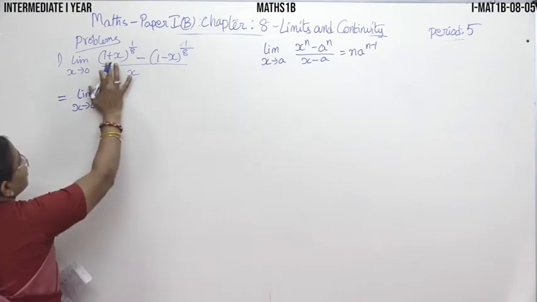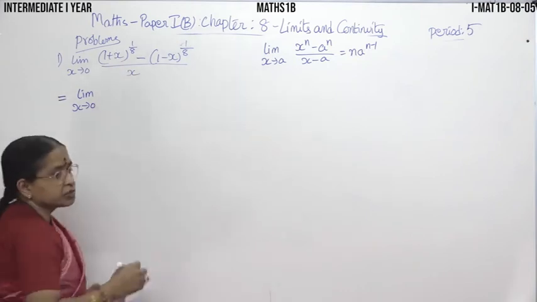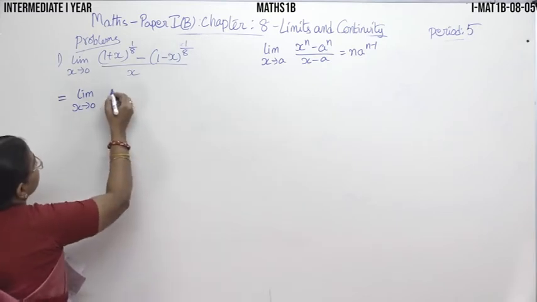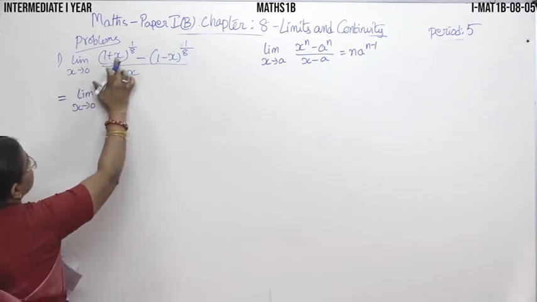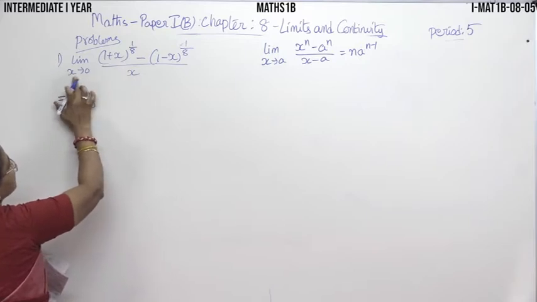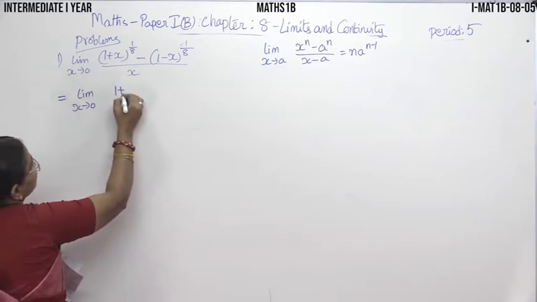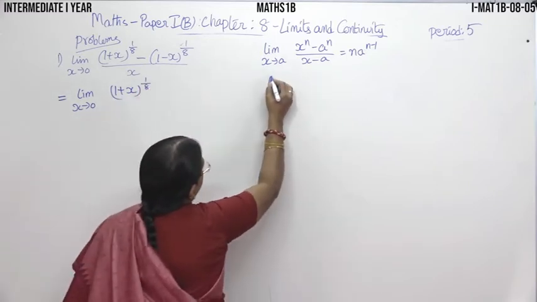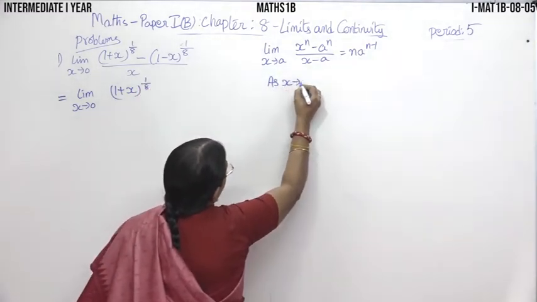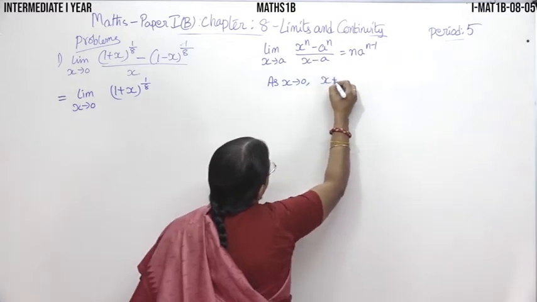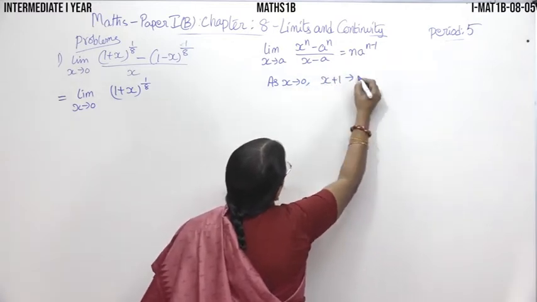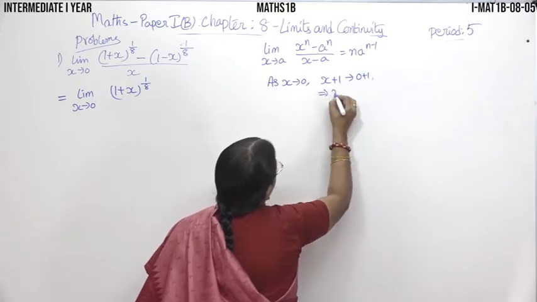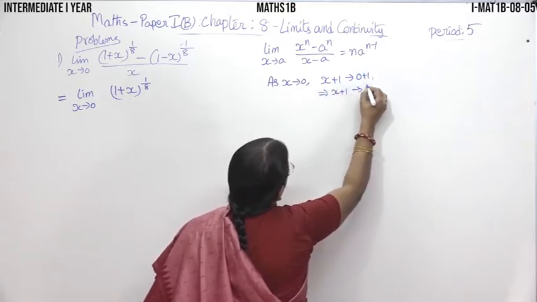So here the power is 1 by 8. Observe how we are reducing it to that form. Because we have 1 plus x, we'll write 1 plus x whole to the power 1 by 8. Now as x tends to 0, x plus 1 tends to 0 plus 1, that is 1. So 1 plus x tends to 1.